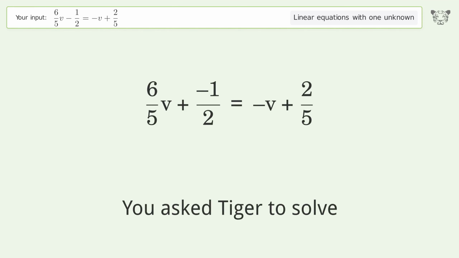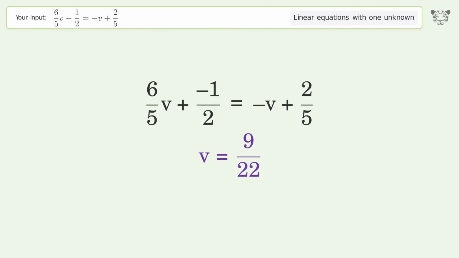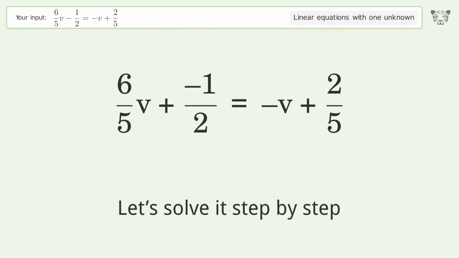You ask Tiger to solve. This deals with linear equations with one unknown. The final result is v equals 9/22. Let's solve it step by step.